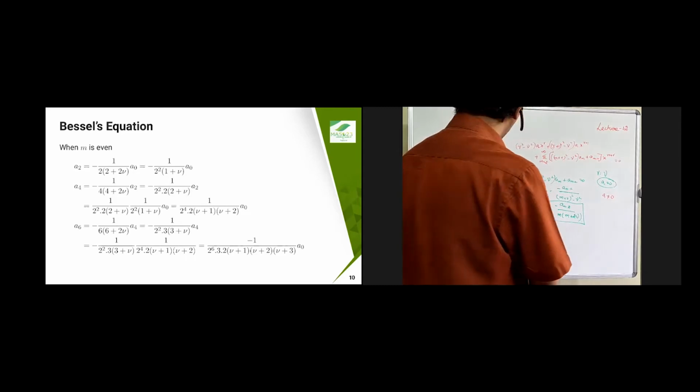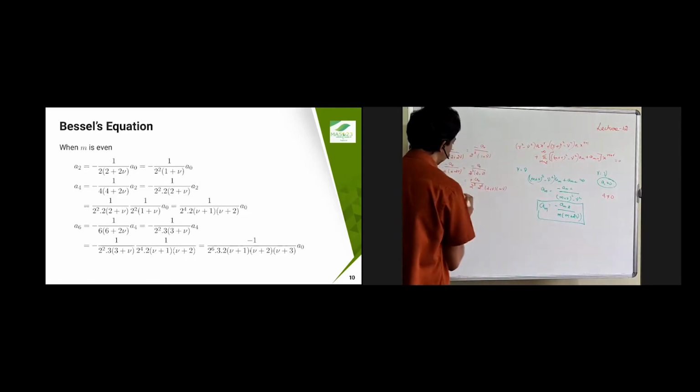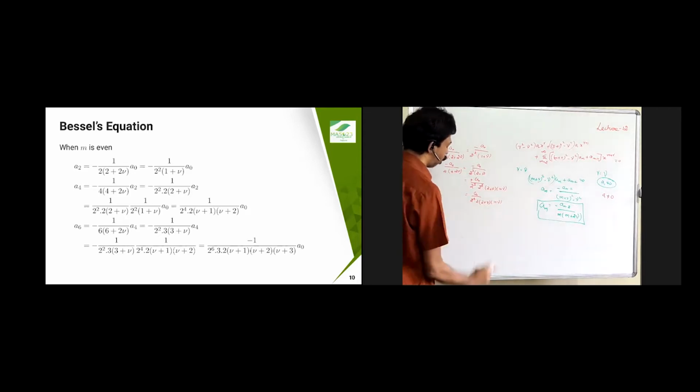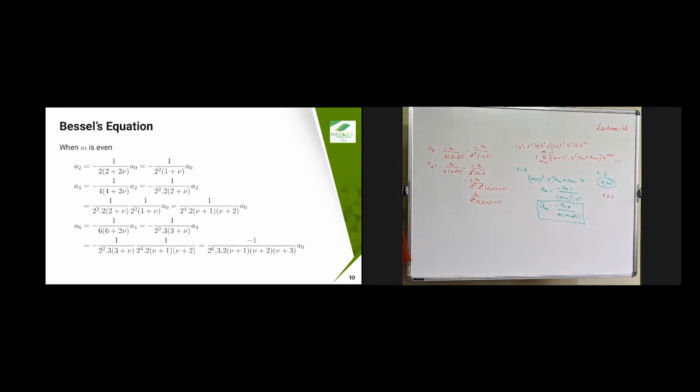So I'm just going to take a0 and write this as 2 power 4 into (2 plus nu) into (1 plus nu). I'm writing it this way because I'm going to use it; some factorial is going to come over here. That's the reason.